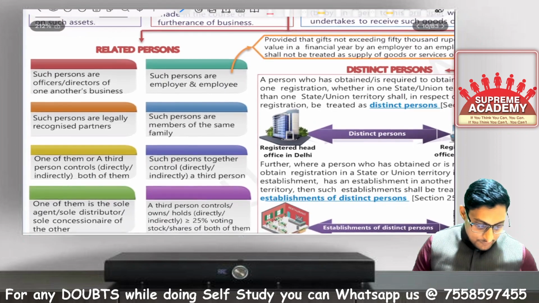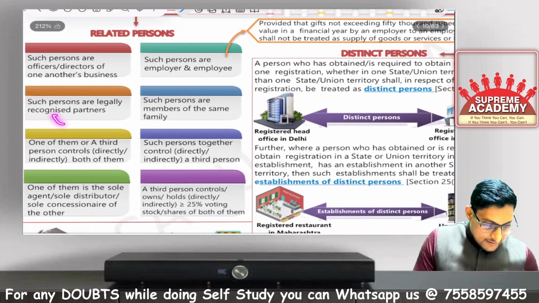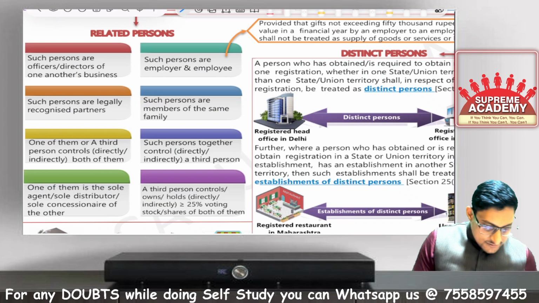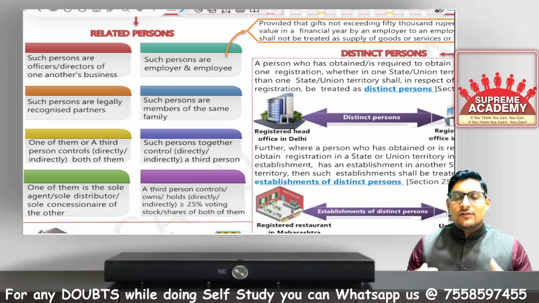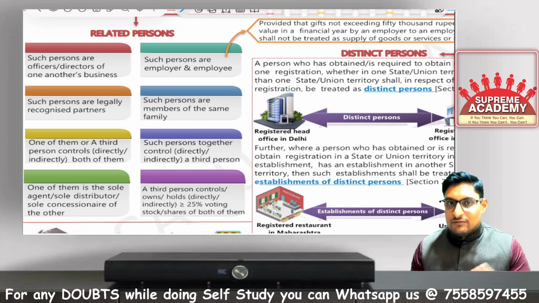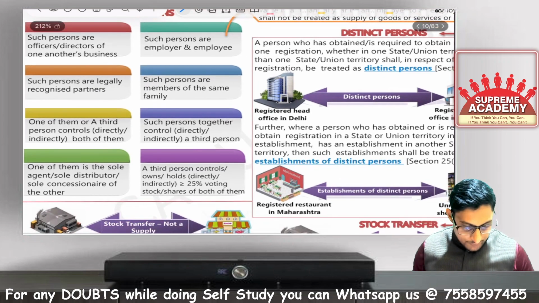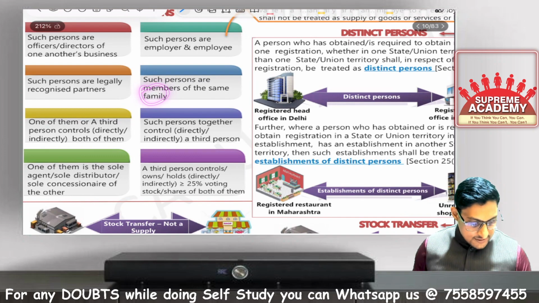Such persons who are legally recognized partners, say partners of a partnership firm, in that partners A, B, C are all related persons. Such persons who are members of the same family. The definition of family we have seen in the definition video. If you have not seen it, you can see the definition video for the proper meaning of family under GST.